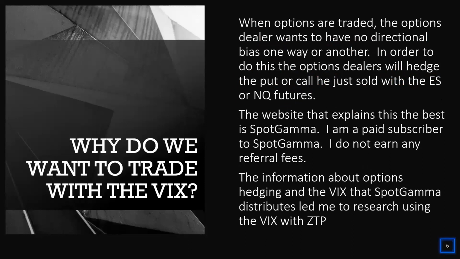When options are traded, and this is really the key, there's usually a dealer on the other side of that option. And the dealer basically wants to stay neutral, whether he's selling a call option or a put option. He doesn't want to have a directional bias. In order to do this, options dealers need to hedge the puts and calls that they just sold with either the ES or the NQ futures.